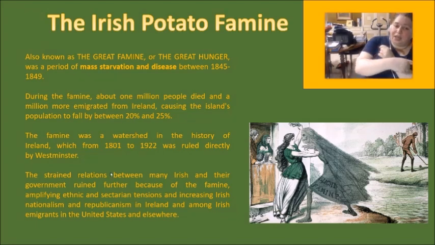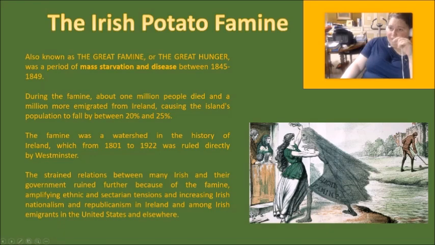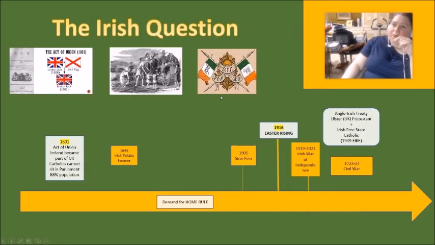The famine was a watershed in the history of Ireland, which from 1801 to 1922 was ruled directly by Westminster. And it is in this period, following the potato famine, that Irishmen became aware of the necessity of home rule. There was no way to survive this kind of disaster if the rulers of Ireland were totally disregarding what happened in their land. In order to achieve home rule, there were many initiatives.